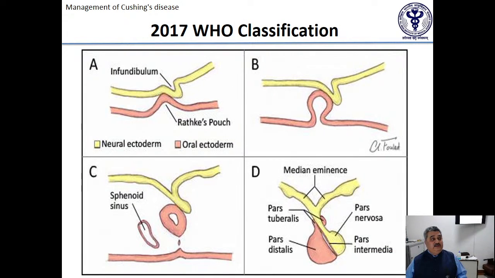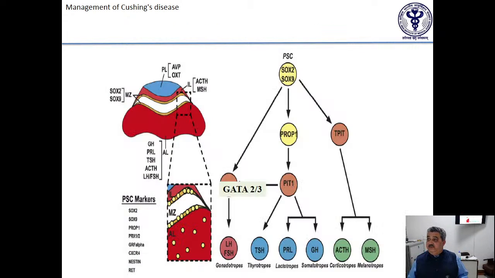Now, the latest classification is based on the development of the pituitary gland. As we know, the anterior and posterior parts of the pituitary gland develop differently: the anterior from Rathke's pouch, and the neurohypophysis from the central nervous system. They develop under the influence of various transcription factors involved in the development of the different types of cells. And these transcription factors can also be studied in the tumors which arise from those cells.